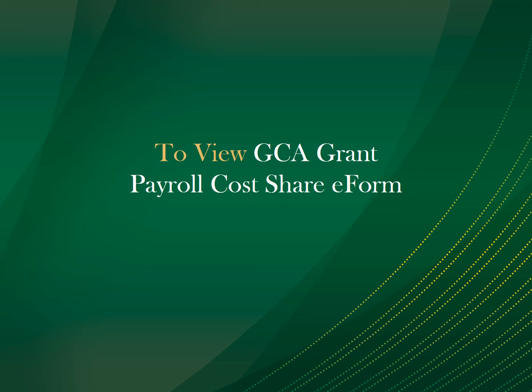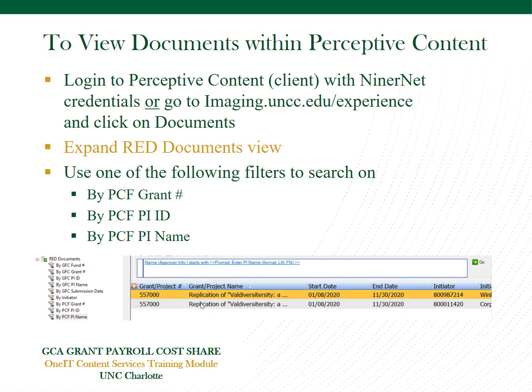This next section explains how to view a GCA grant payroll cost share e-form, providing that you have the privileges to do so. To view a cost share document within Perceptive Content, log into the Perceptive Content client, which is installed on your computer, with your NinerNet credentials, or go to any browser and type in imaging.uncc.edu/experience and click on Documents.